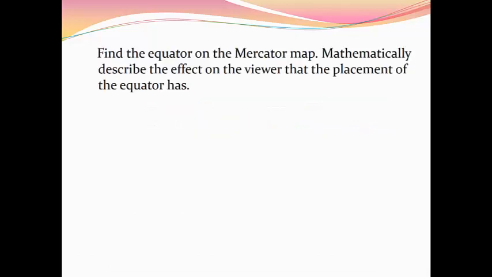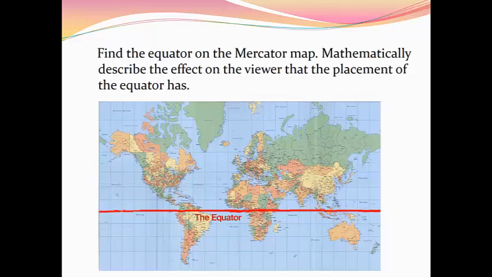Let's find the equator on the Mercator map and mathematically describe the effect on the viewer that the placement of the equator has. So here's our Mercator map. Look where the equator is located. It's not in the middle of the map, it's been pushed downward.